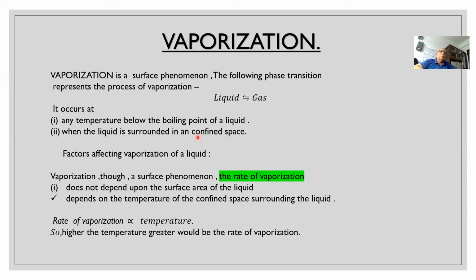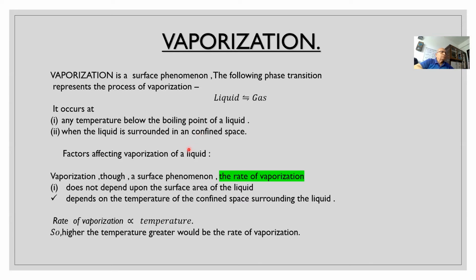And very important, the term vaporization is closely related to the space under which it occurs. In a confined space, limited space. Suppose you take water in a container or alcohol in a container, then it will gradually turn into vapor. And the process is known as vaporization. Means you have taken it in a confined space.